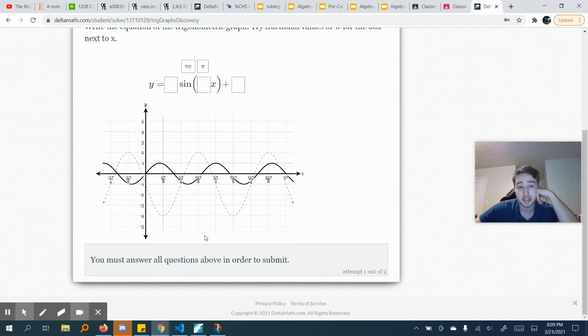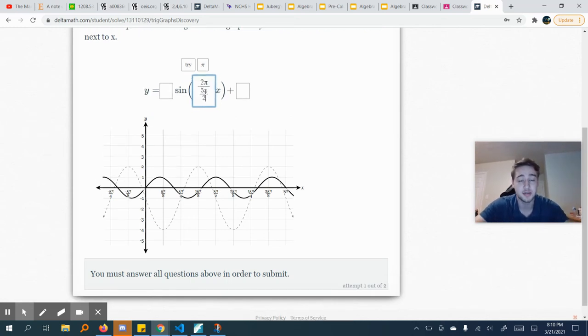Here we've got some pi's on the board, so the period's probably going to be related to it. From negative 5 pi over 8 to 15 pi over 8, that is 20 pi over 8, or 5 pi over 2. Okay, so 2 pi divided by 5 pi over 2. So that's just going to be 4 over 5.